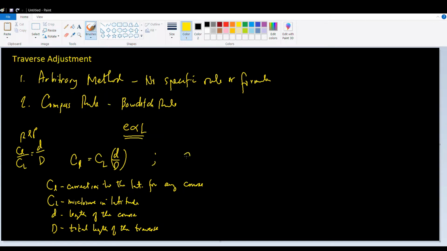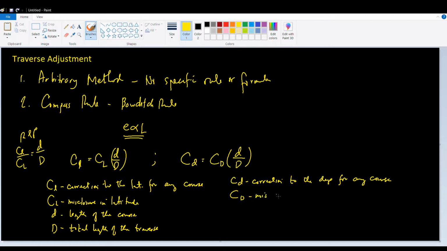Corollary to this is the correction due to departure, which is equal to C sub capital D, the misclosure in departure, multiplied by the length of that course divided by the perimeter. So in here, our C sub d is the correction to the departure for any course, and C sub capital D is the misclosure in departure.